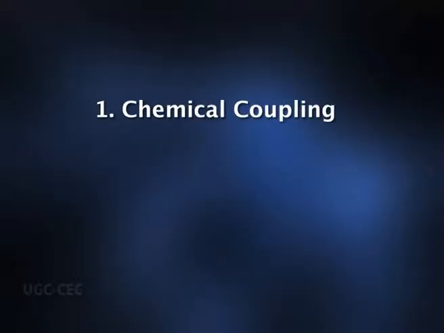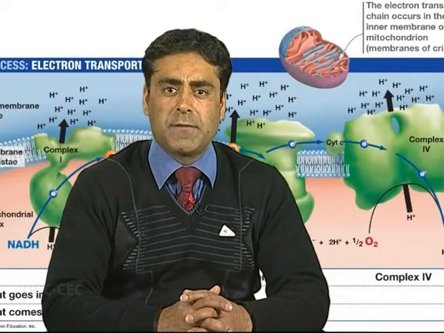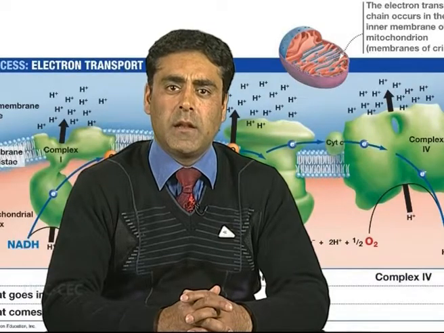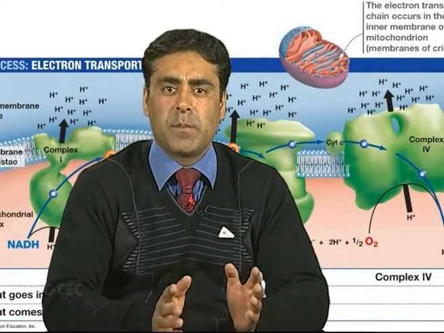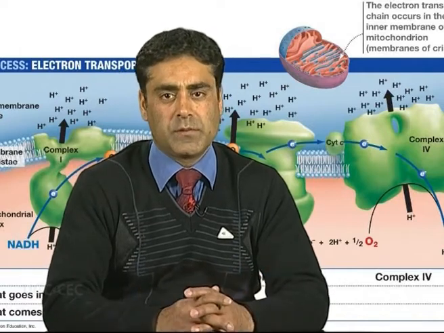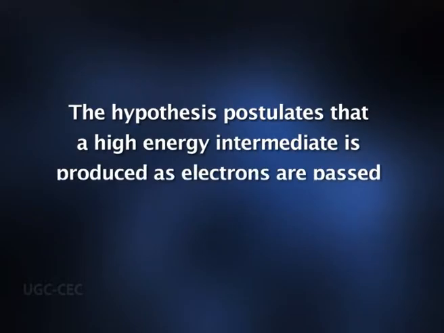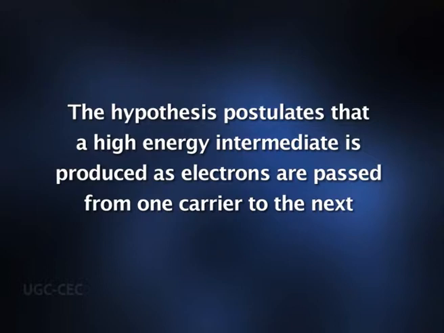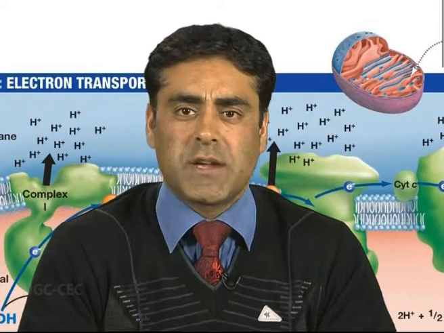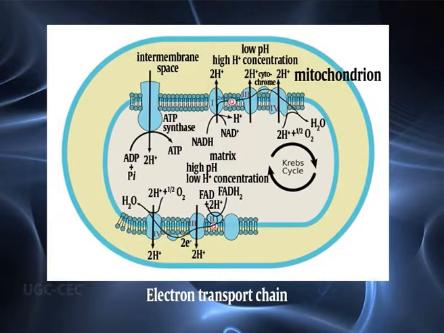Number one is the chemical coupling hypothesis. It was first proposed by Slater in 1953 and is based on the principles of substrate level phosphorylation. The hypothesis postulates that a high energy intermediate is produced as electrons are passed from one carrier to the next. However, no such high energy intermediates have been shown to exist, and the need for intact mitochondrial membranes for effective oxidative phosphorylation is not explained by this hypothesis.